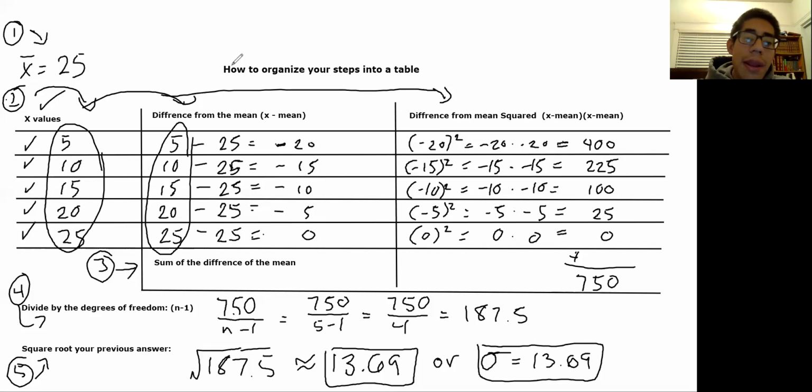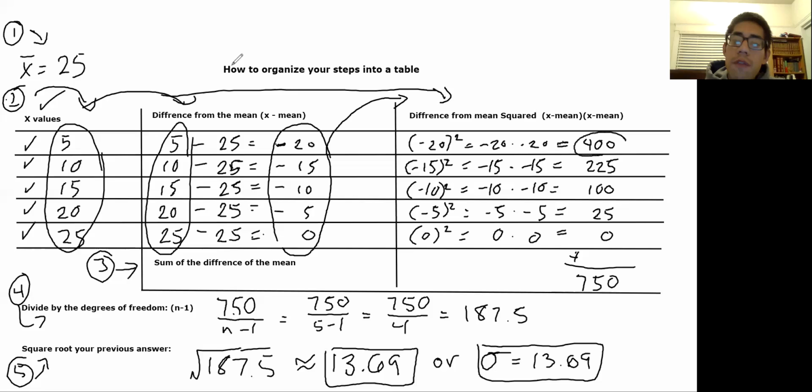So these are all my answers. Then I need to square them. I took each one of these answers, this negative 20, and put it here with the little 2 next to it, which means I'm going to multiply negative 20 times negative 20, which gives me 400. That's where I got 400 from. Then I did the same thing for the 15: negative 15 times negative 15, because it's 15 squared, and I got 225. Negative 10 times negative 10 is 100. Negative 5 times negative 5 is positive 25. And 0 times 0 is just 0.